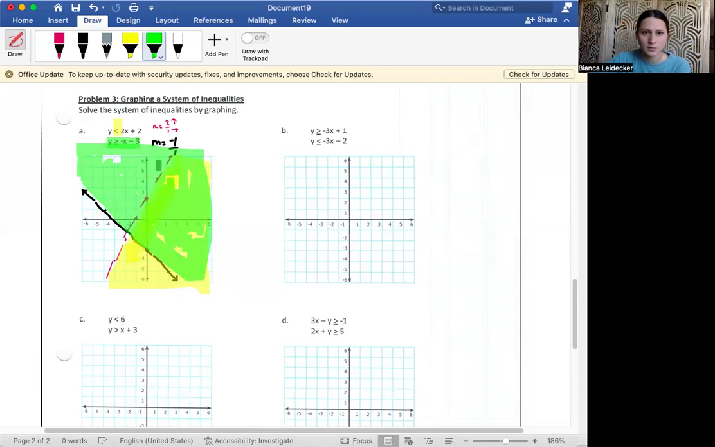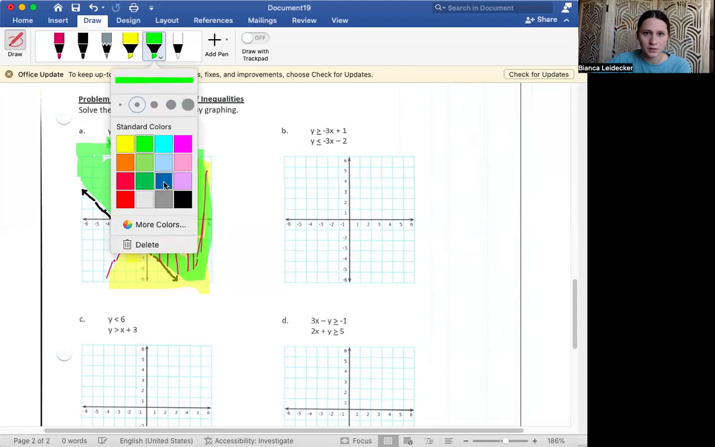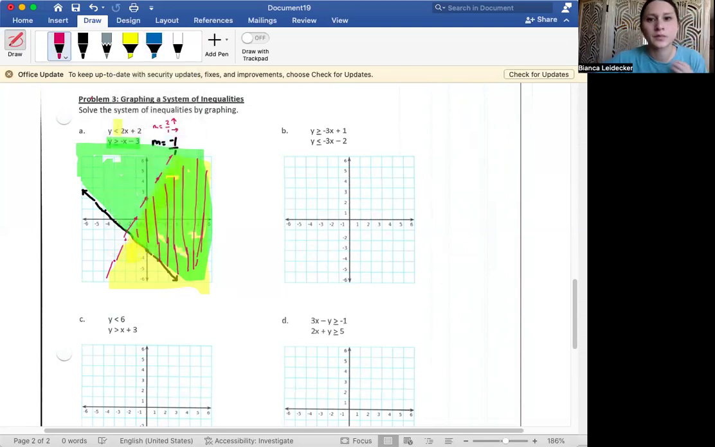And where are they overlapping? They're overlapping right here. Now, if I pick different colors, you might be able to see it better. Maybe I'll pick blue or something, and then yellow and blue would make green. So we could see what this next one looks like.